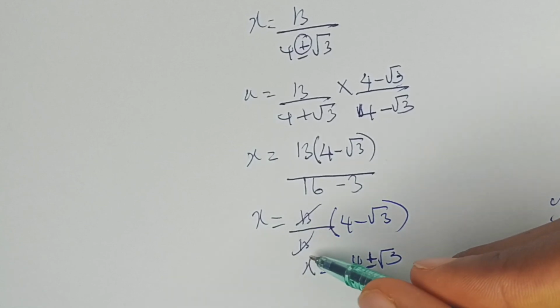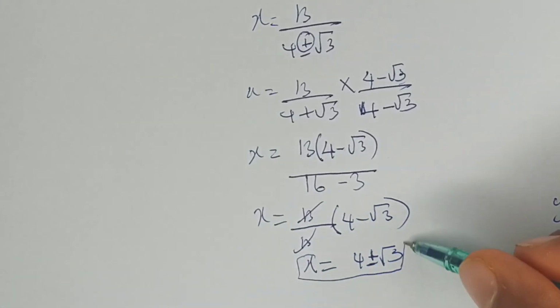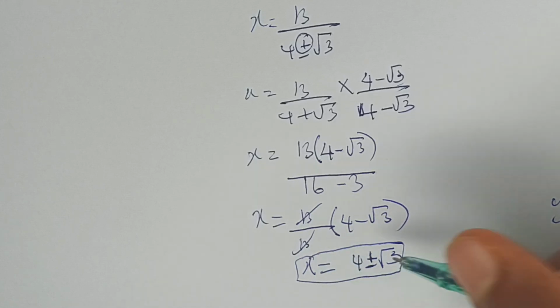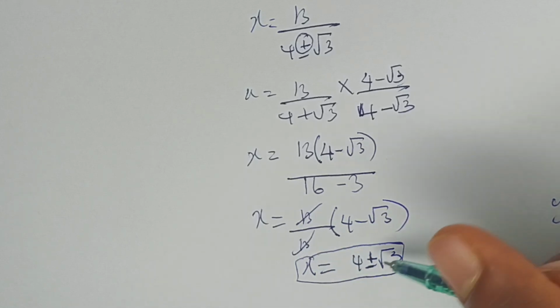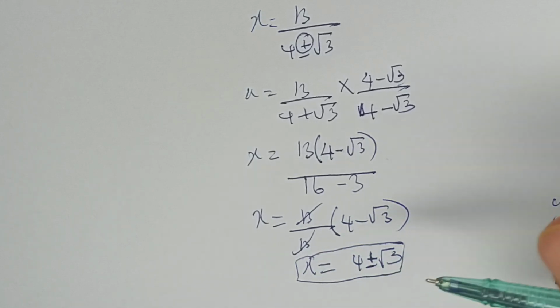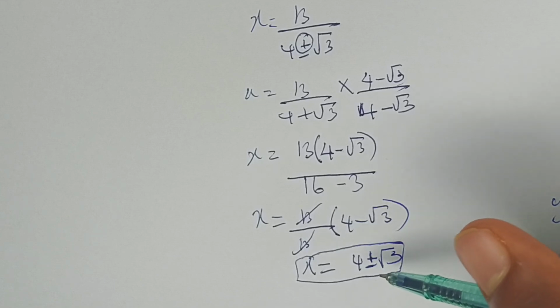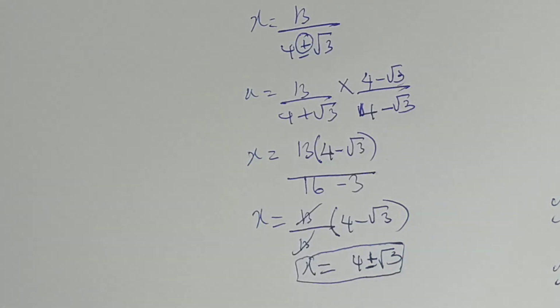So the values for x are such that x is 4 plus root 3 when y is 4 minus root 3, and x is 4 minus root 3 when y is 4 plus root 3. Sorry, I misspoke earlier. This is the final answer to this question.